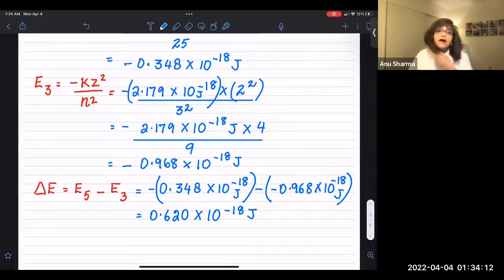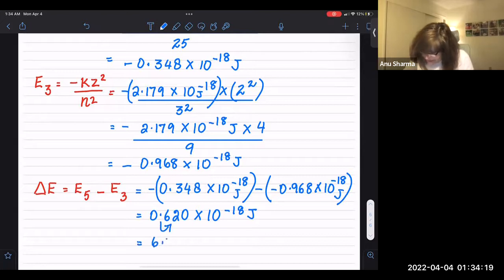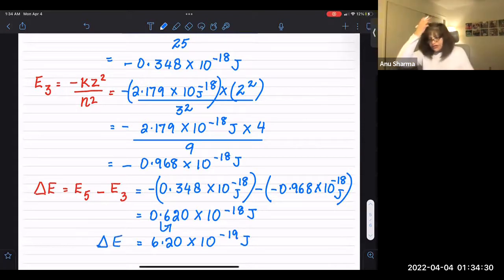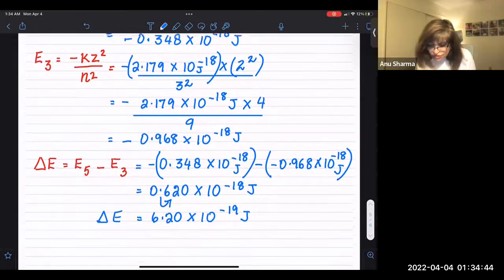And now you can move the decimal to give it a scientific form, which is 6.20 into 10 to the power negative 19 joules. So that is the change in energy, or the value of the energy that is emitted when the electron jumps from a higher energy to a lower energy. So this is what we have. So this answer relates to 6.198 into 10 to the power negative 19 joules in the book.